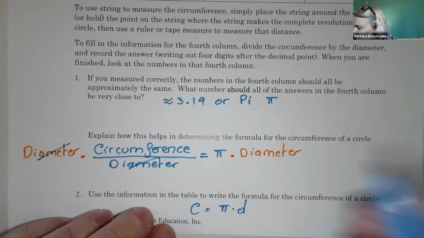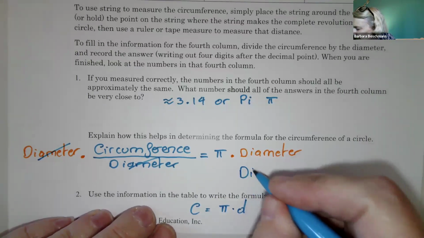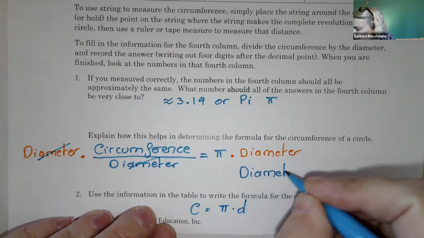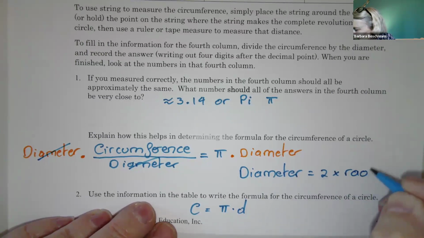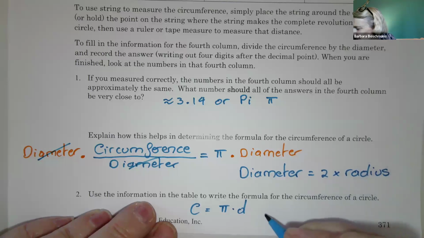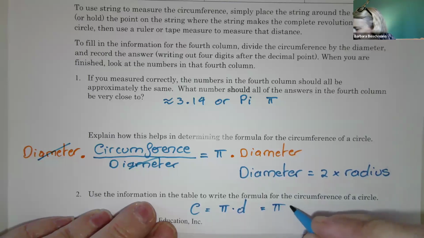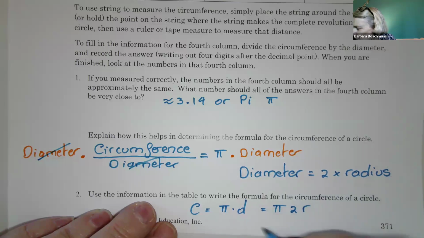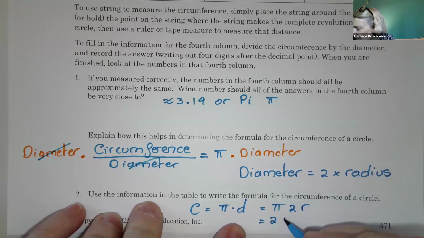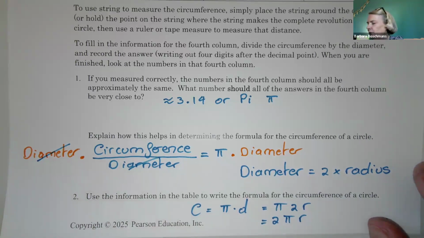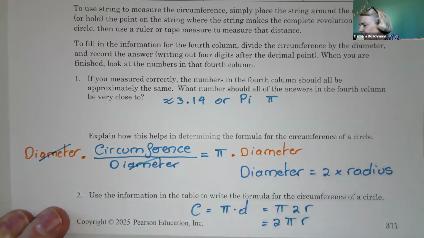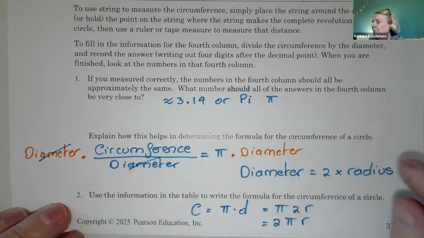Sometimes you will see the definition written in terms of the radius. Diameter is 2 times the radius. So that would be pi times 2r, or 2 pi r. It's the same thing. So for circumference, it's pi times the diameter or 2 pi r.